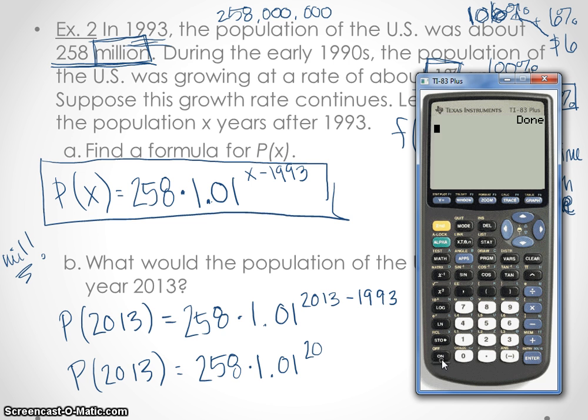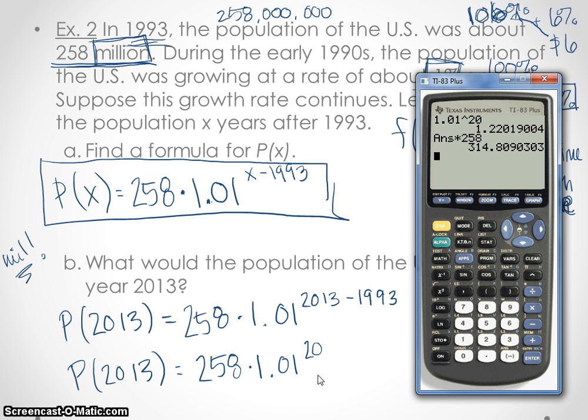Now you can do this one of 2 ways. You can do order of operations, which is what I like to do. I like to do 1.01, whoops, let's try that over, 1.01 to the 20th power, hit enter. That's actually our growth rate. We're growing by 1.22 over these 20 years. And then we're going to multiply it by our original amount, which is 258. And that's our total population. Now remember, that's in millions, so it's not just 314 people, it's 314 million people.